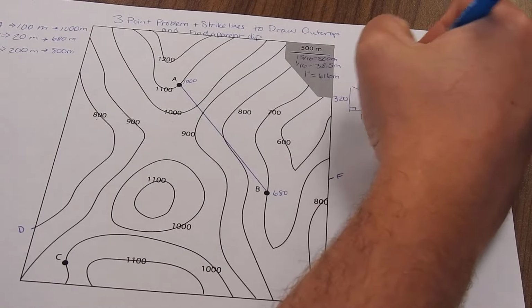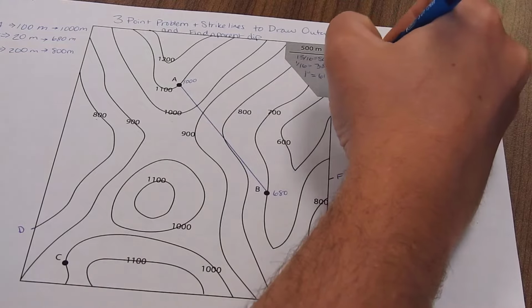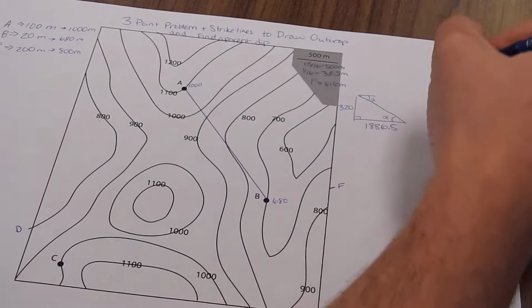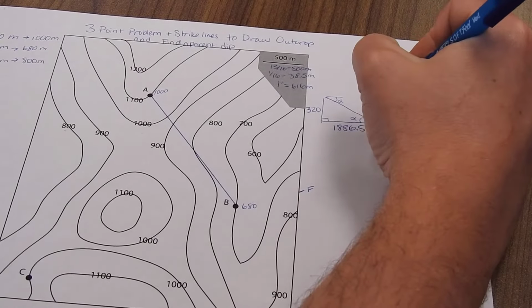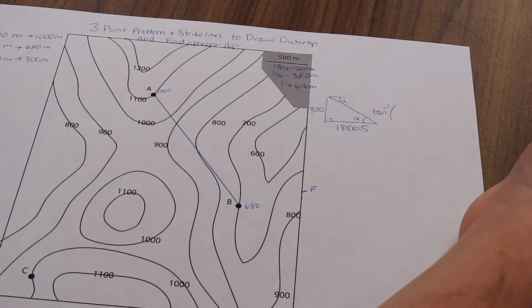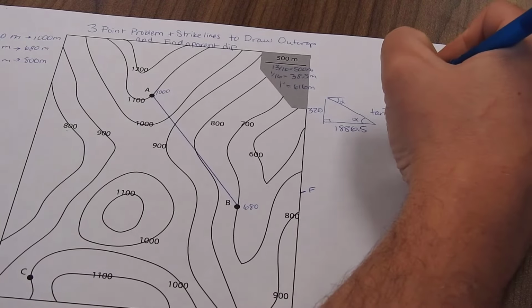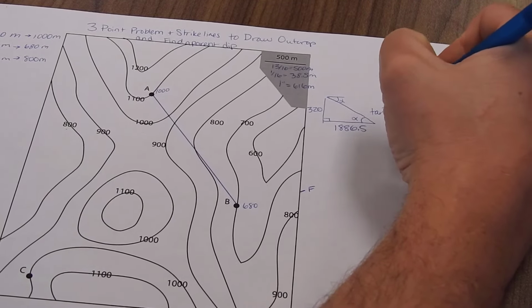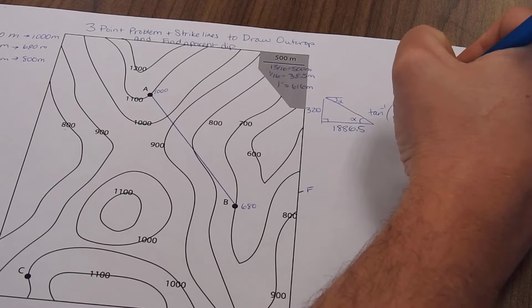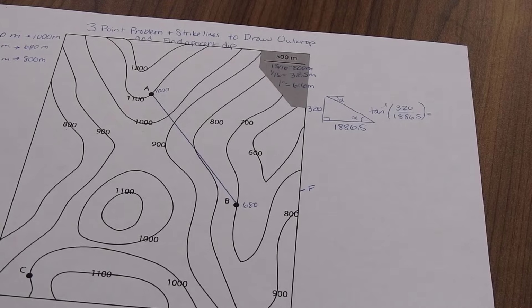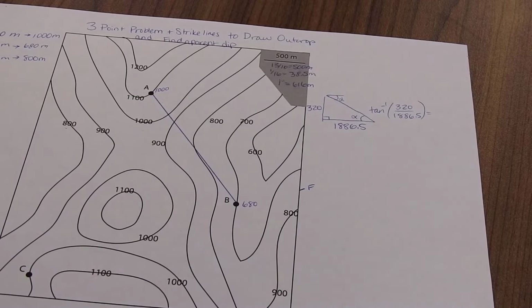So we're going to try and get this angle, which is the same as that angle. So we're going to get this apparent dip. We're going to use tangent, and actually inverse tangent of opposite over adjacent. If this video is moving a little bit too fast for you, go back to my 3-point problem video and see about that before you try this one.